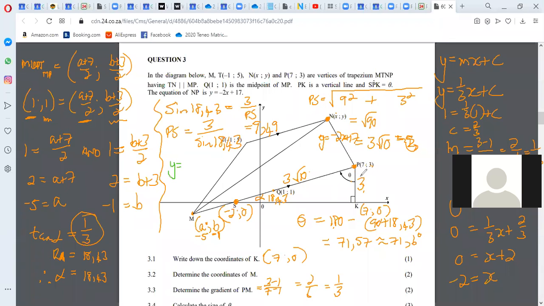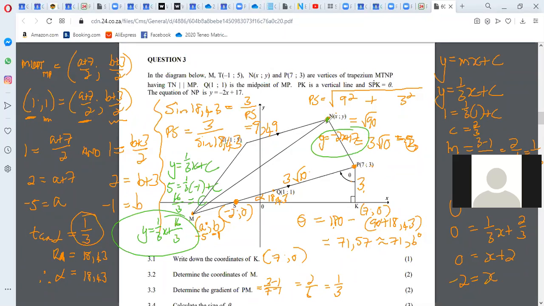So y is equal to m is a third, x plus c, and then we sub in the point minus 1, 5. And then you can easily find c. 5 plus a third is 16 over 3. So that line will be a third x plus 16 over 3. And I can solve that simultaneously with that. Because that is the intersection of the two lines.